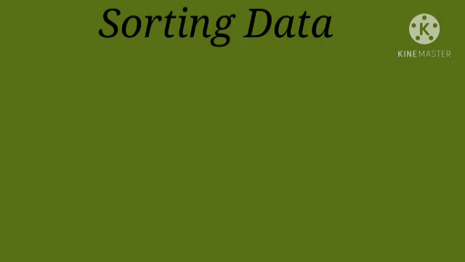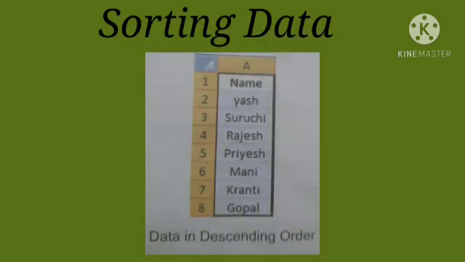To sort the data in descending order, select the data and click on the Sort Descending button, Z to A, in the Sort and Filter group from the Data tab. The data will be sorted in descending order.